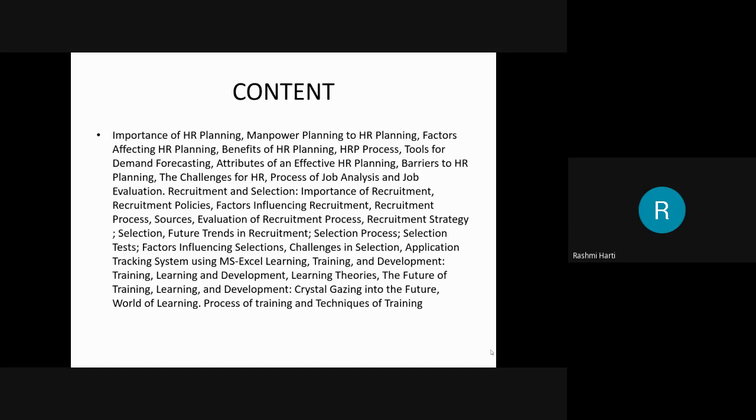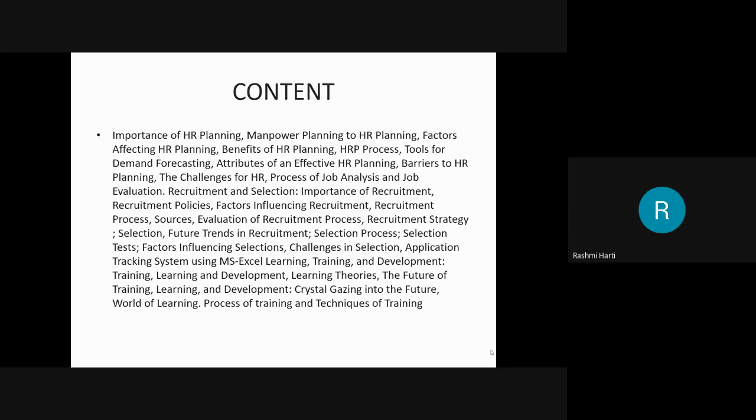So the flow of it, I will tell you, students. First we'll look into job analysis, because for HR planning, for recruitment and selection, for training and development, job analysis is the base. If you do not have job analysis in your organization, then you cannot plan for human resource, you cannot plan for recruitment, you cannot plan for training and development of the employees in your organization. So first we'll look into job analysis, then job evaluation, then HR planning, then recruitment and selection, and finally training and development. I hope it's clear to you all.